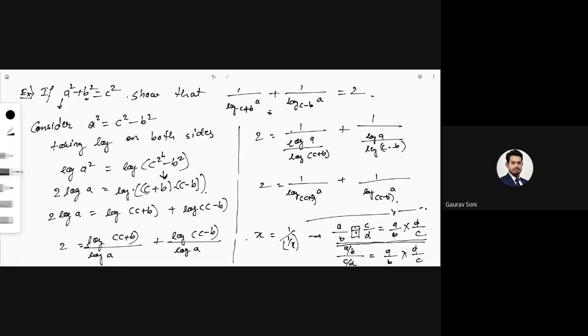Now, whatever I have in the numerator can be taken in the denominator by taking its reciprocal. That's all you have to understand. If something is in the numerator, it will go in the denominator of the denominator.